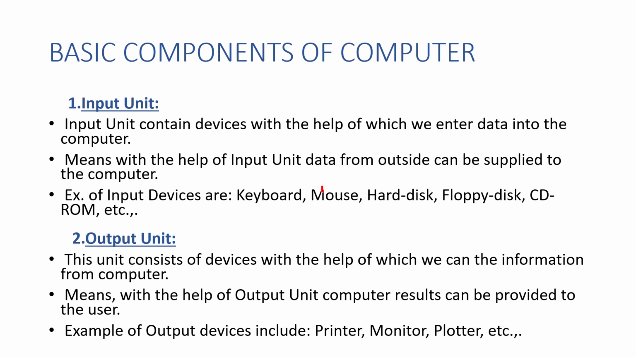Next is output device. Output devices are the devices or units which give the information from the computer. It means whatever result is produced by the computer and shown on some screen is known as output unit. So it helps us to provide the data. Examples of output units are printer, monitor and plotter. So these are the examples and they provide us the result.